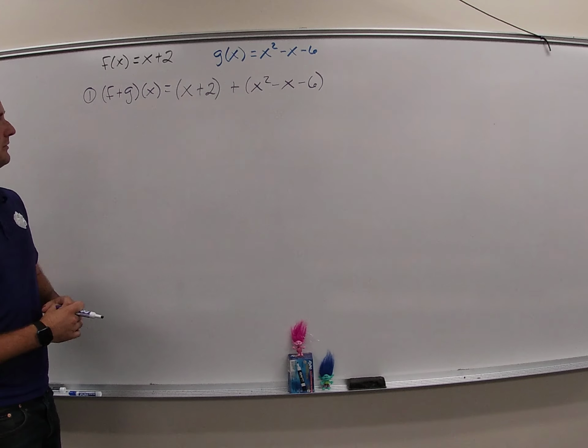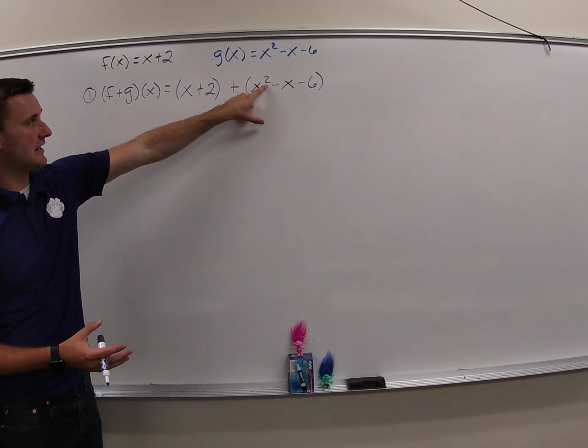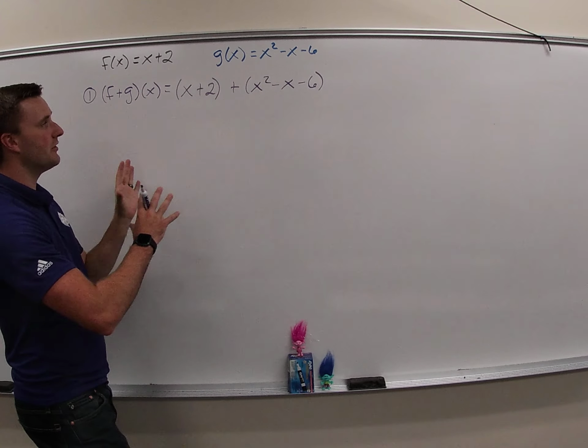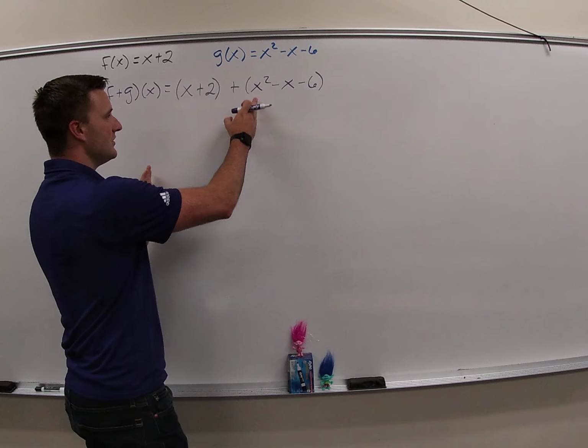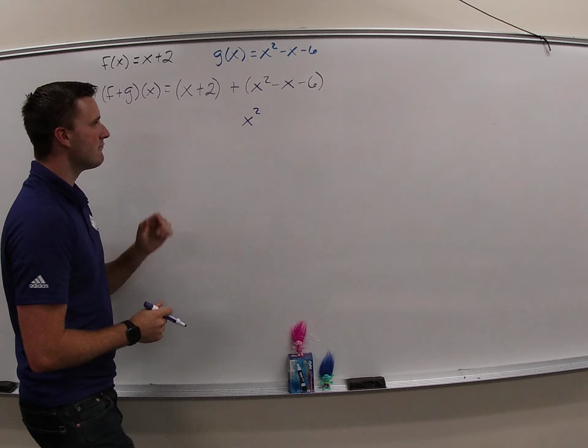What we need to do here is look for like terms. The highest degree, the highest exponent I have is a 2. I have no other x squareds here to combine this with, so this x squared is just going to come straight down. So x squared.